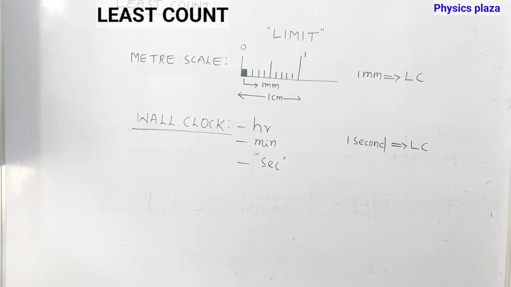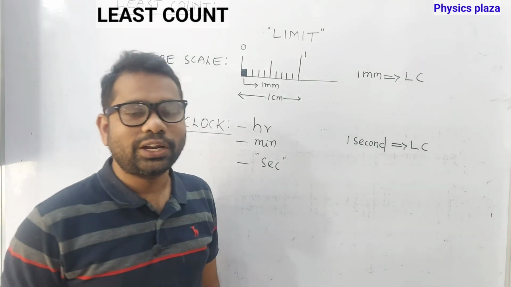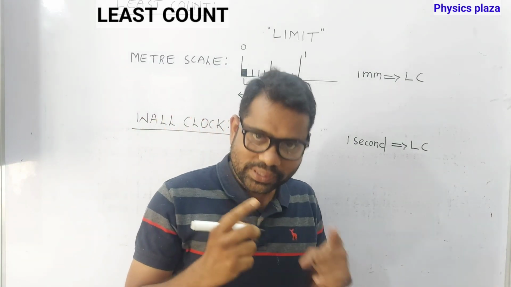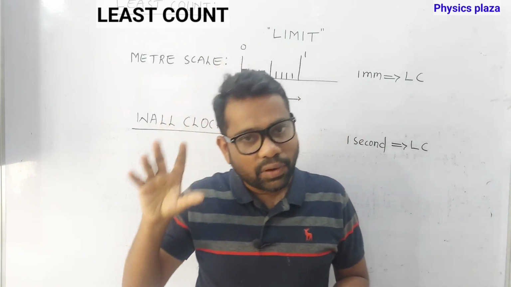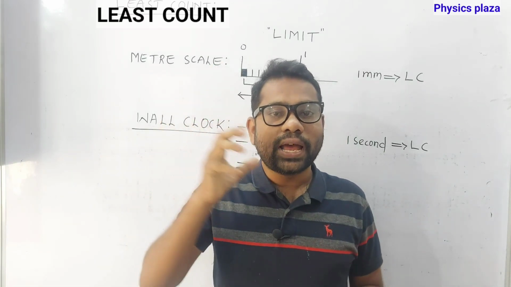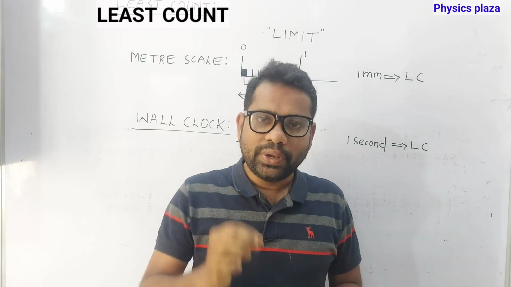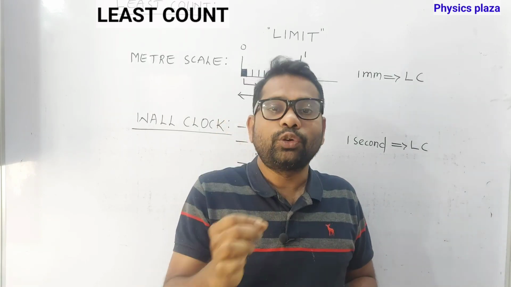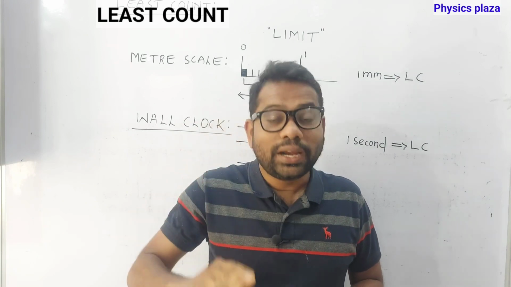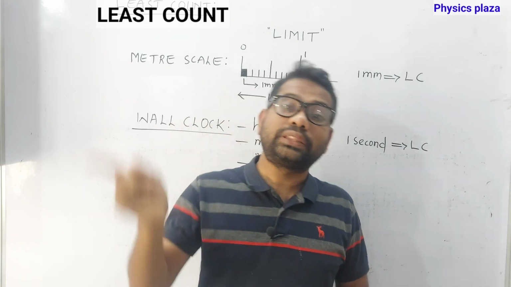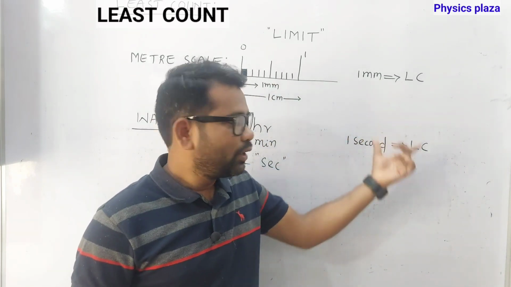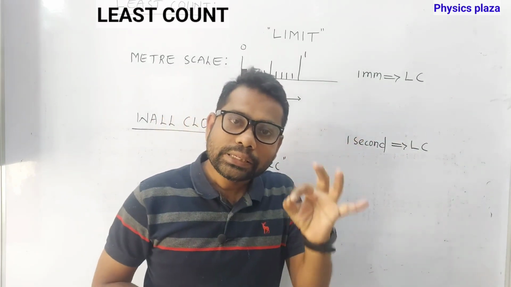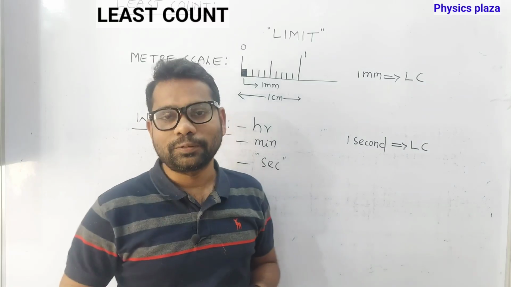Least count means what, children? Hope it's clear. You can take any device. Every device has its own limit. It means you can measure only up to a particular least value. Less than that you can't measure by using that device. So that lowest value is what you call the least count of that instrument.